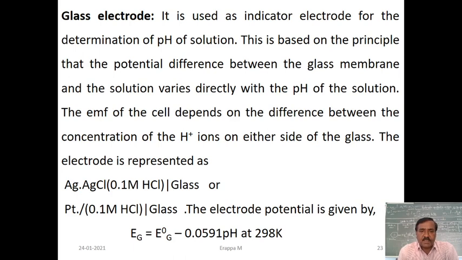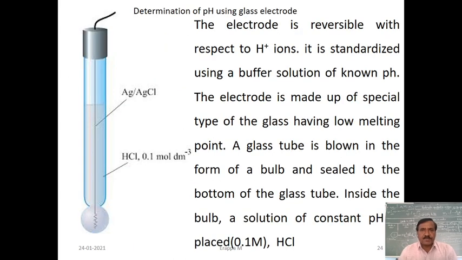Ag, AgCl, that means 0.1 normal HCl with the glass, or Pt, platinum, connected to 0.1 molar HCl separated by the glass. You can use either platinum electrode or AgCl electrode. Its concentration is 1 mole. The electrode potential is given by Eg is equal to E naught G minus 0.0591 pH at 298 Kelvin. The electrode is reversible with respect to H plus ions.